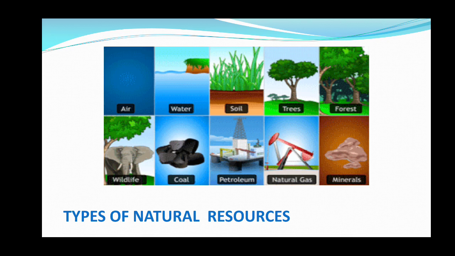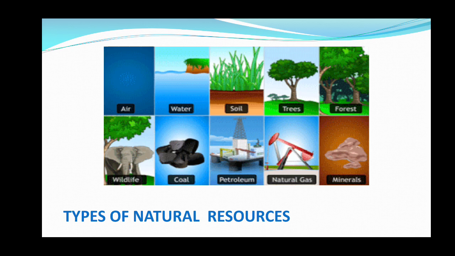so here first I have given a picture of types of natural resources: the air, water, soil, trees, forest, wildlife, coal, petroleum, natural gas, and minerals. All these are some examples of natural resources, and they are classified into different categories based on their characteristics. We will see that in the upcoming slides.